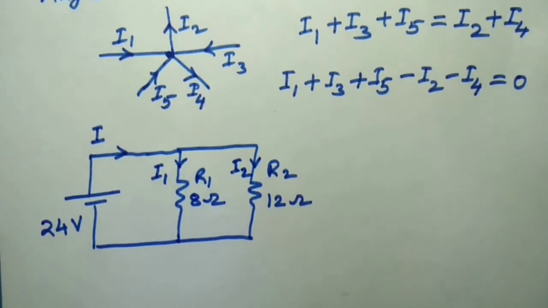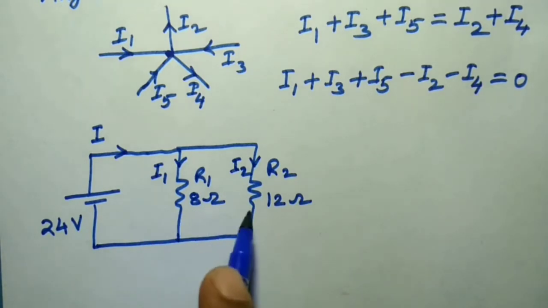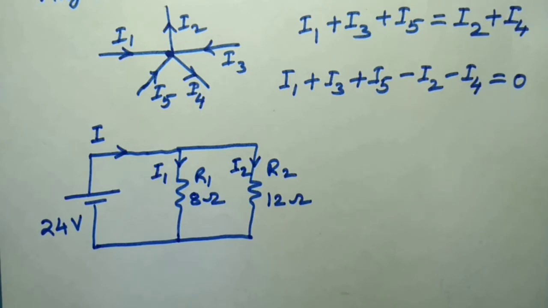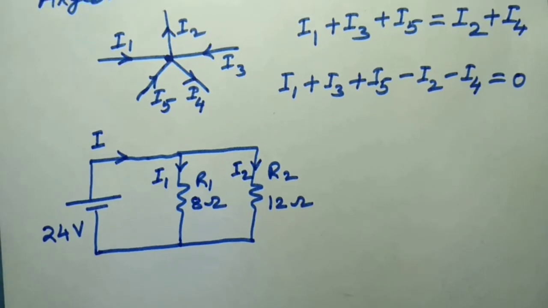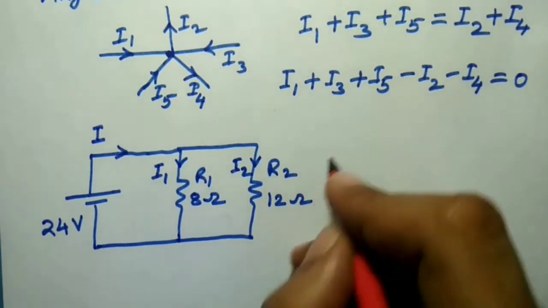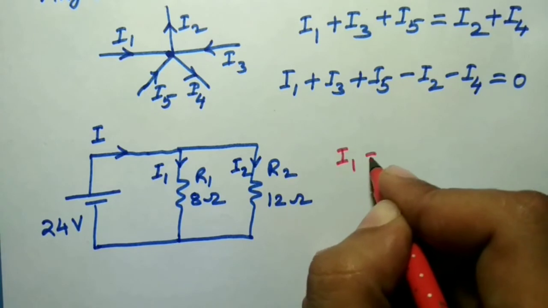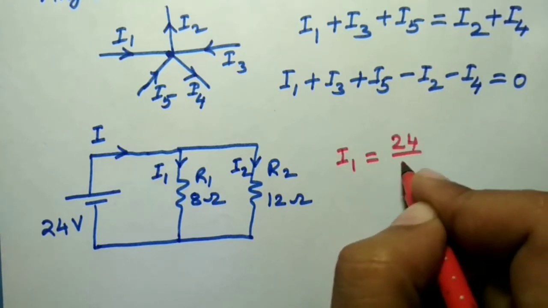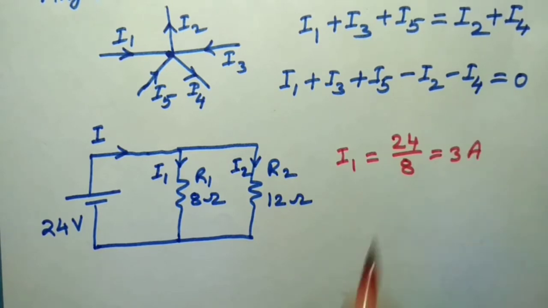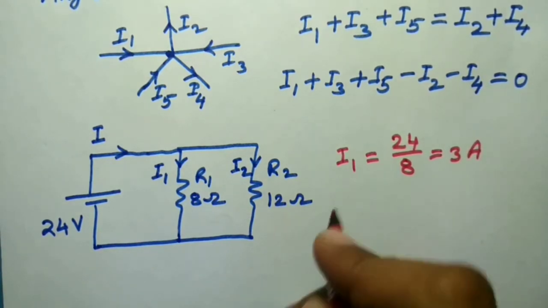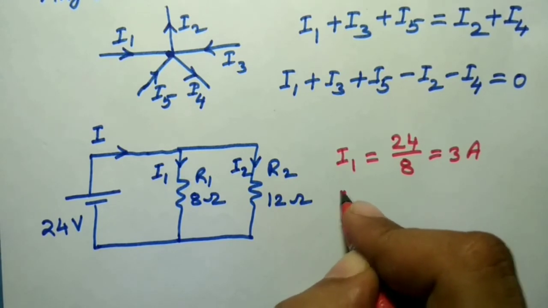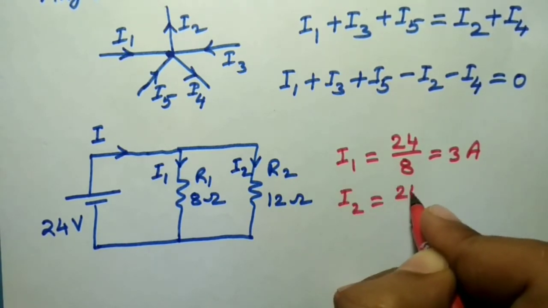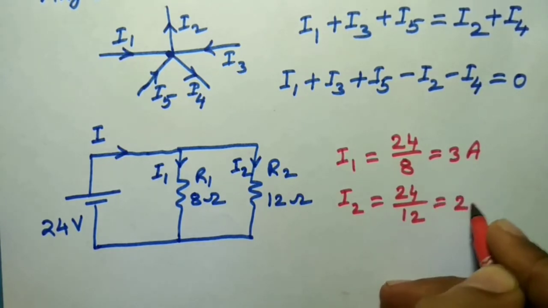Now, as we see, these two resistances are connected in parallel with the voltage source, that is 24 volt. So the potential difference across each resistance will be the same, that is 24 volt. Using Ohm's law, we can find the current in R1: I1 equals 24 upon 8, that is 3 ampere. Similarly, the current in R2, I2, equals 24 upon 12, that is 2 ampere.